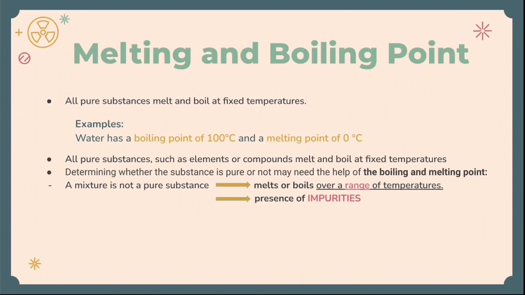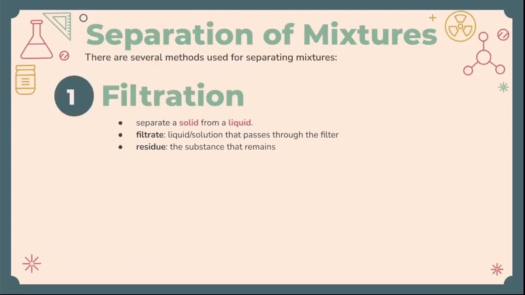All pure substances, such as elements or compounds, melt and boil at fixed temperatures. For example, water has a boiling point of 100 degrees Celsius and a melting point of 0 degrees Celsius. Determining whether a substance is pure or not may need the help of the boiling and melting point. To clarify, a mixture is not a pure substance, so it usually melts or boils over a range of temperatures, which means there's the presence of impurities that decrease the melting point and increase the boiling point of a substance.